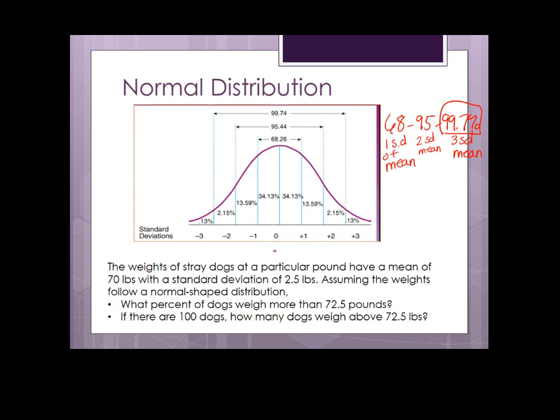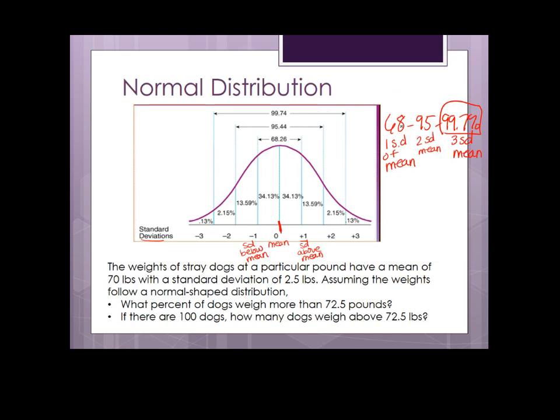So this is 0 right here. And these are the number of standard deviations from the mean. So if it's 0 away from the mean, that means it is the mean. So this number 0 represents the mean. This +1 means 1 standard deviation above the mean. -1 is 1 standard deviation below the mean.